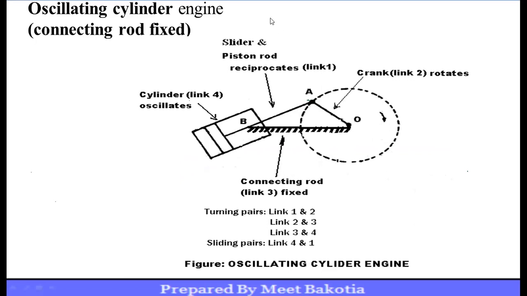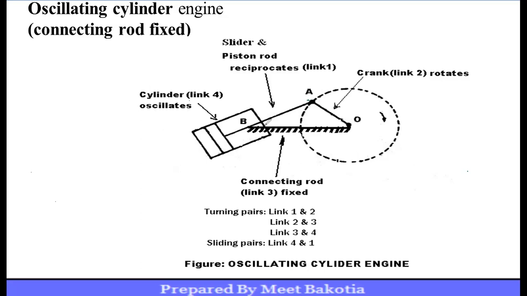How? Let us see one by one. But first we need to understand why this is an inversion of the single slider crank chain mechanism. You know the definition of inversion? Inversion means fixing different links in the original mechanism will give us altogether a new mechanism, and that is why it is called the inversion of mechanism.